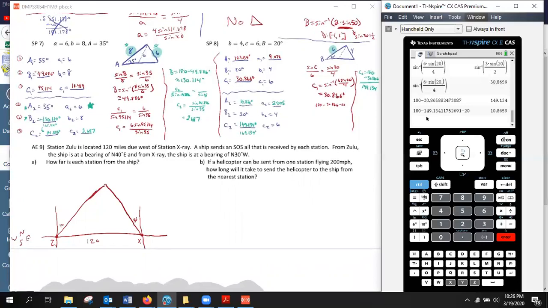Where do I go from here? How far is each station from the ship? The ship I'm going to call S.